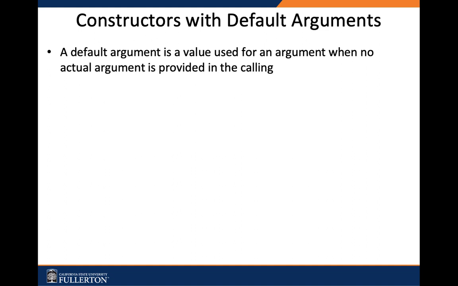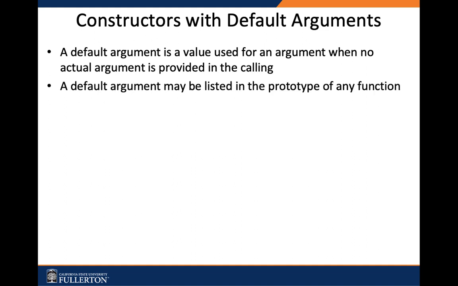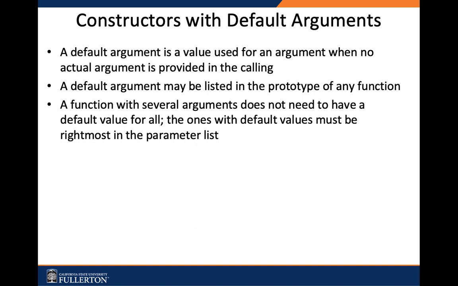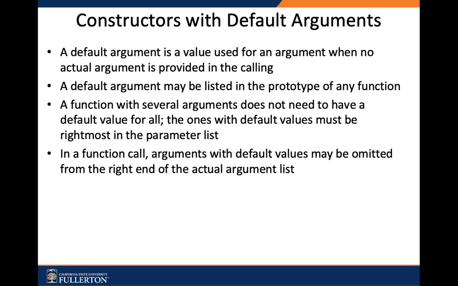A default argument for a function is a value used for an argument of a function when no actual argument is provided in the call. A default argument may be listed in the prototype of any function, whether it's a member function or a simple function. A function with several arguments doesn't need to have a default value for all the arguments. The ones with default values must be the rightmost in the parameter list. In a function call, arguments with default values may be omitted from the right end of the actual argument list.